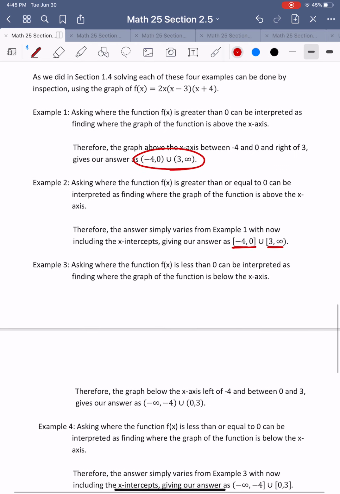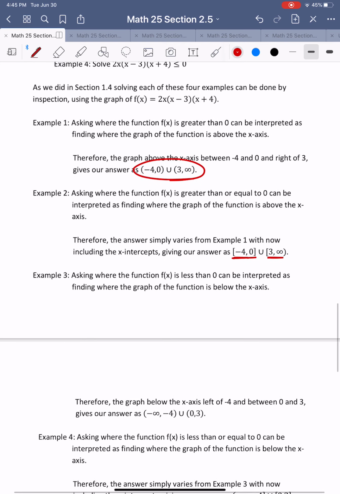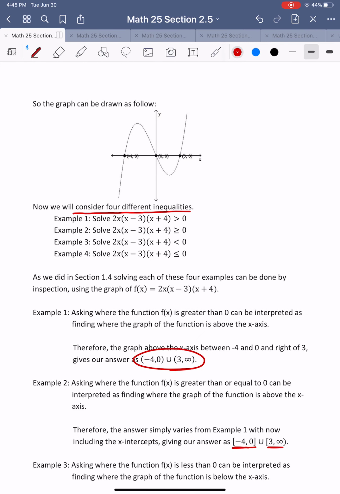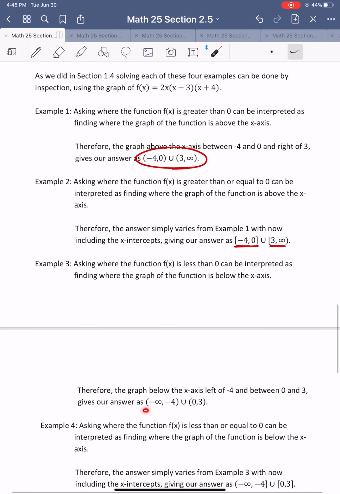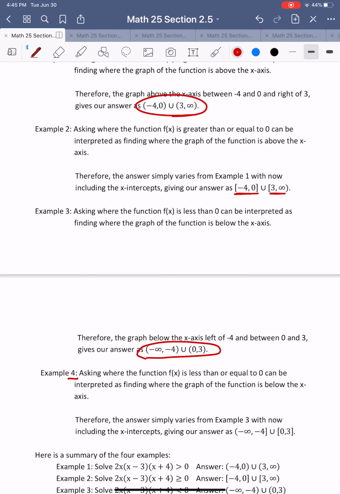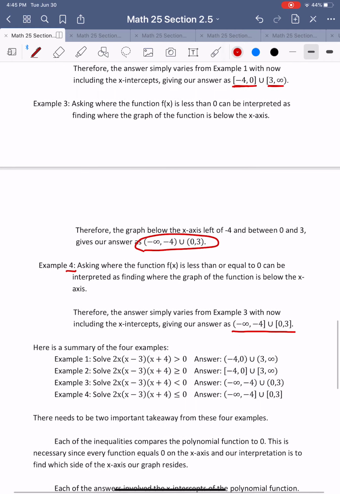Now, example 3 has less than. So if you look at the less than part, this is less than 0, right? So from negative infinity up to negative 4, and then 0 to 3. So this is it. And then the difference between 3 and 4 is the equal sign, so we include the endpoints. So negative infinity, negative 4, 0, and 3 is going to be the bracket for this one.